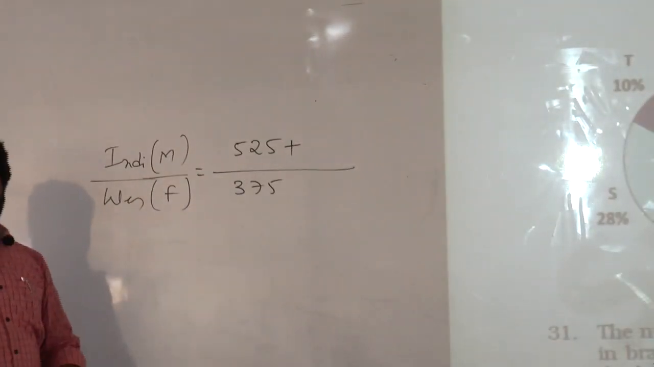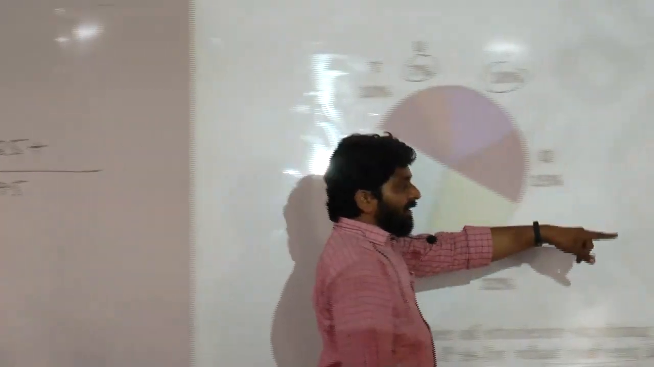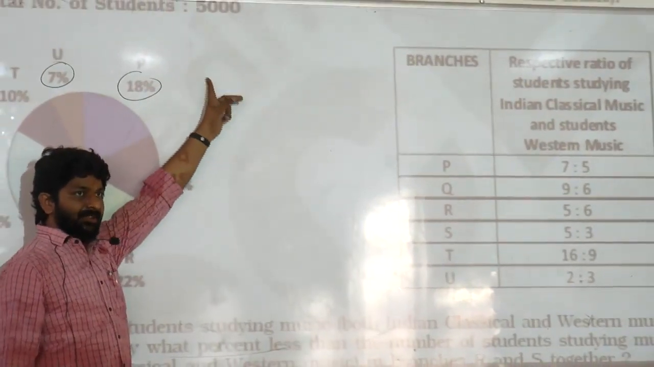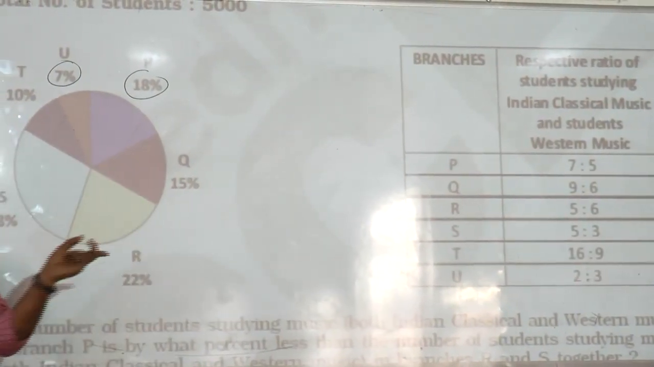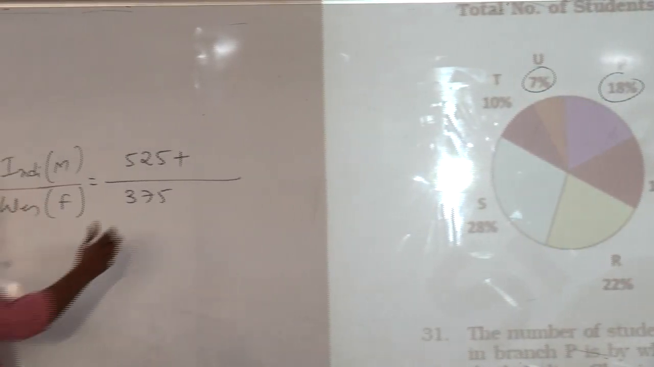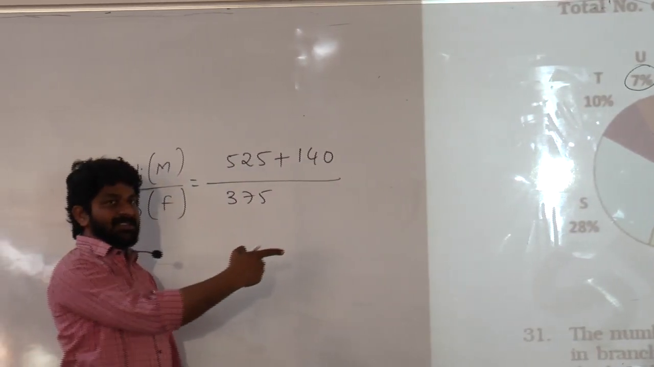Next. From U, it is total 7%. 7% is divided into 5 parts. 7% of 5,000 is 350. 350 is equal to 5 parts. Each part is 70. Indian classic music is 2 parts, which is 140 here, and the other one, 3 parts, is 210.